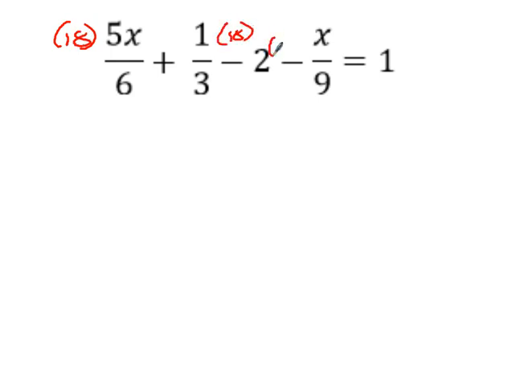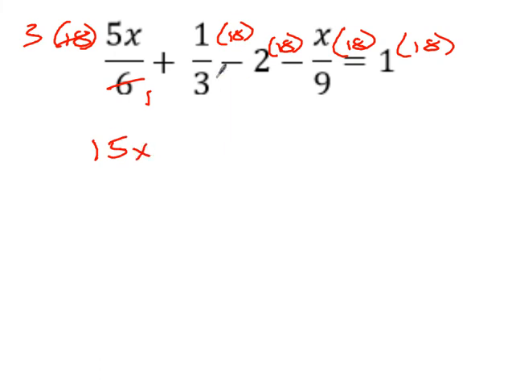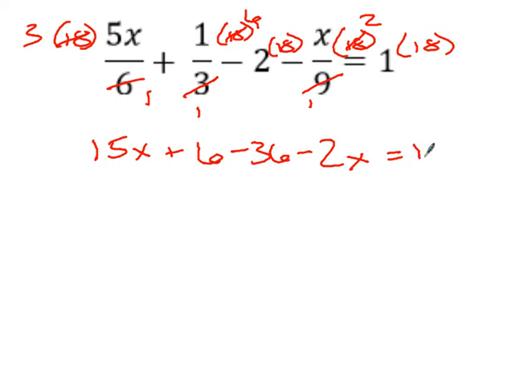Multiply by 18, multiply by 18, multiply by 18. A lot of multiplication by 18, right? But it's going to work. It's going to cancel out all my fractions. So 6 and 18, that becomes 1 and 3. 3 times 5 becomes 15x. 3 goes into 18 6 times, so that's just plus 6. 2 times 18 is 36, that's minus 36. 9 goes into 18 twice, and 2 times x is minus 2x. And all that is equal to 18.